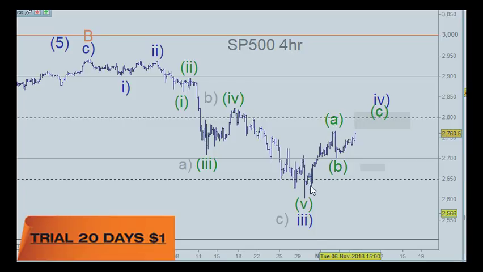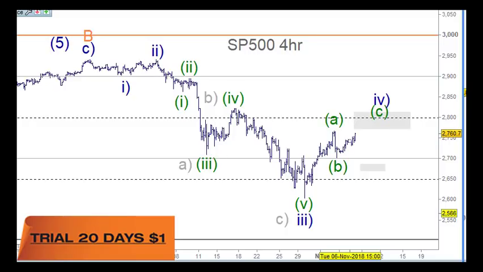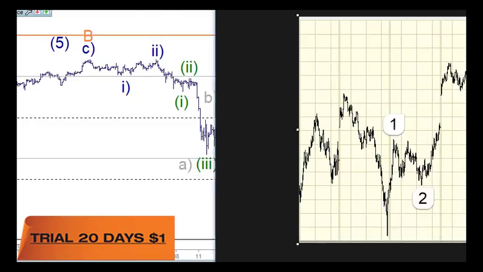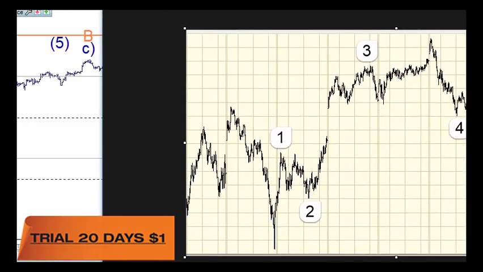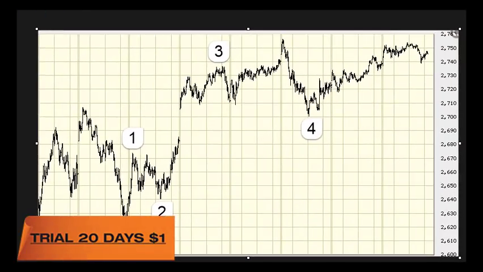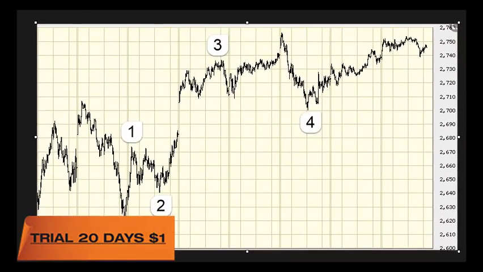It's interesting, this little move up through here. Another way to count that, if I just bring you over to the cash market as well, would be like this. It's a little bit unusual, but in this case, from the low, this would probably be a 5-minute chart or something. So wave 1 and 2 here is very clear, and wave 3 here is clear.